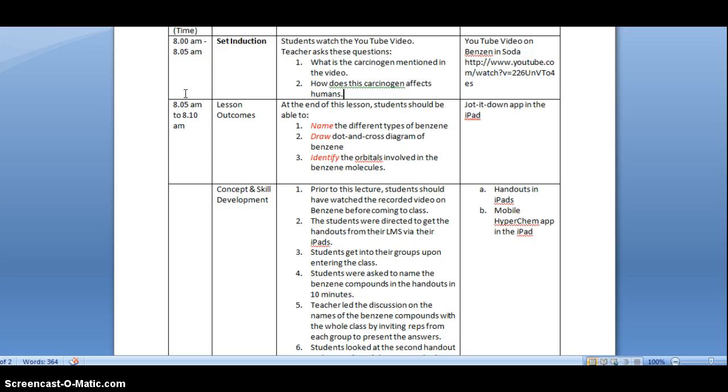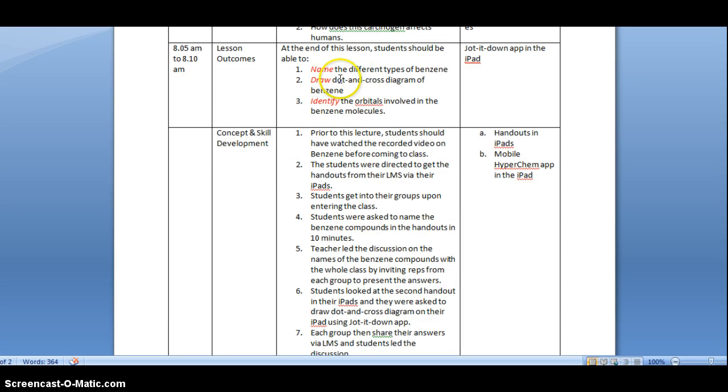And the next part is the lesson outcomes. Your lesson outcomes should have this sentence here: at the end of this lesson, students should be able to, or at the end of this lesson, candidates should be able to, and so on and so forth.